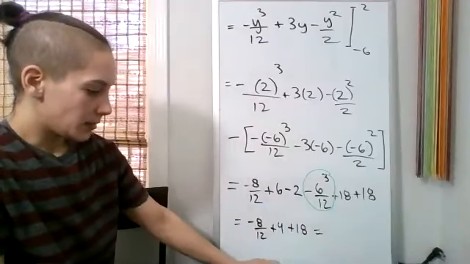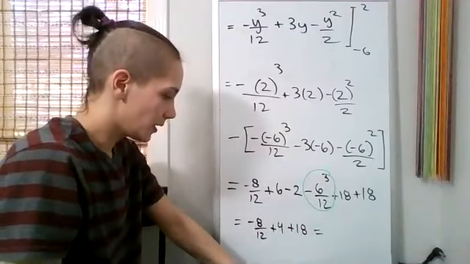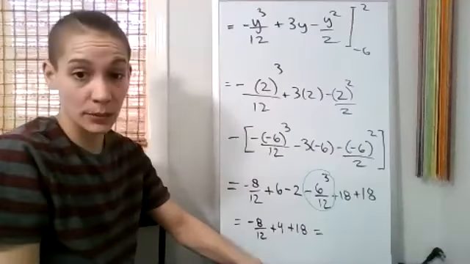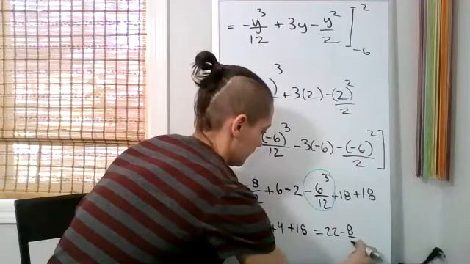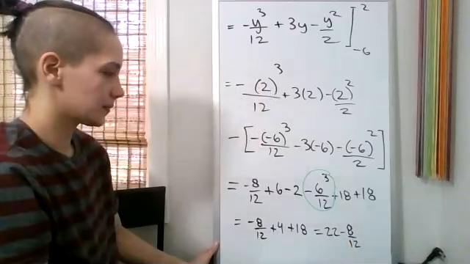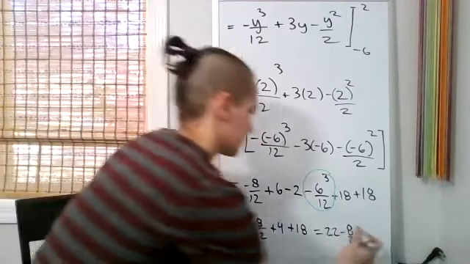And then I got a fraction. So I wrote it as, let's see, well, I put 22 minus 8/12. And I got 256 over 12.